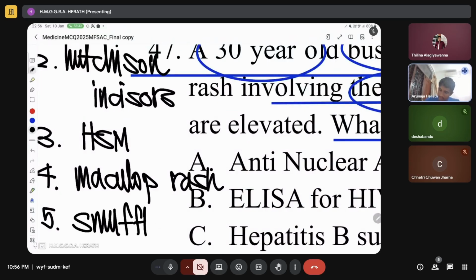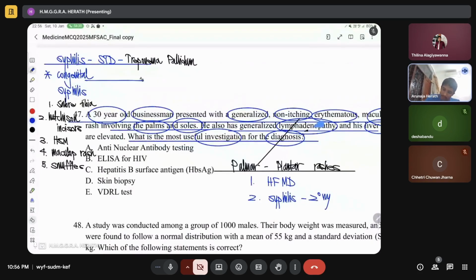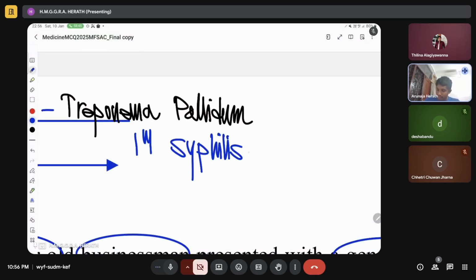Right? These are the features of congenital syphilis. May be important for pediatrics. Okay. And then in adults, syphilis has three manifestations. One is primary syphilis. What is the commonest manifestation of primary syphilis?